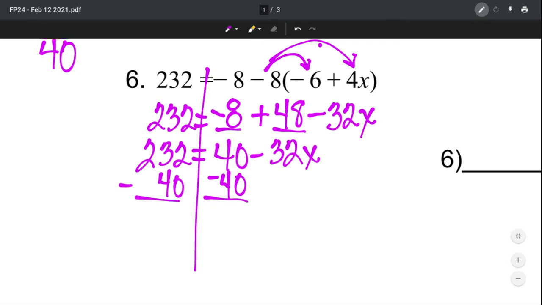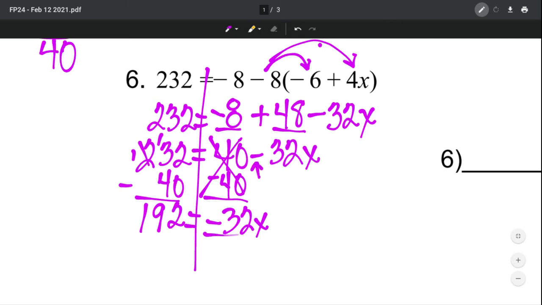Can't do anything with that -32x. He has no like terms. So 2 minus 0 is 2. 1, 3, 4, 9, 1 is equal to, don't forget this -32x, right? 40 and -40 are additive inverses, so they become 0. But I still have this negative sign here, so bring it down. Now I'm going to divide both sides by -32.